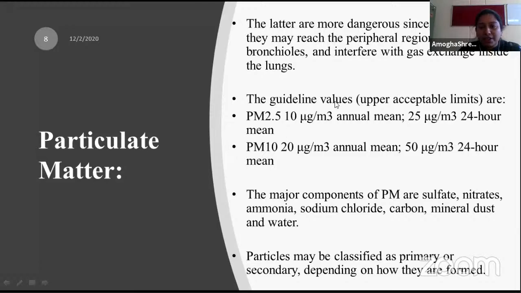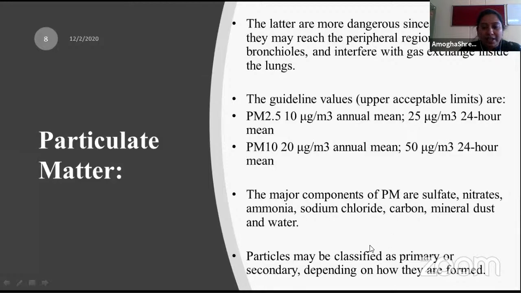So there is a guideline value for PM2.5. The upper limit for the annual mean value is 10 micrograms per cubic meter. Similarly, for the 24-hour mean, it is 25 micrograms per cubic meter. So in a day, if this exceeds 25, then we can say air is polluted with particulate matter of 2.5. Similarly, for PM10, the upper limit for the annual mean is 20 micrograms per cubic meter, and for the 24-hour mean it is 50 micrograms per cubic meter. And the major components of this particulate matter include sulfates, nitrates, ammonia, sodium chloride, carbon, mineral dust, and water.